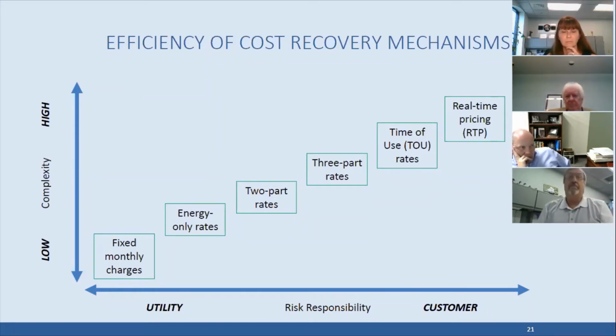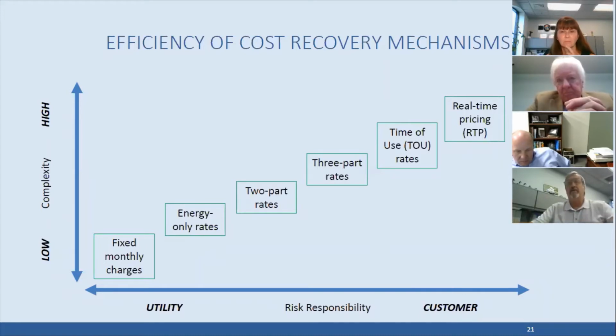And it's simple. But for the landlord, and in this case the utility is the landlord, the responsibility for any variability in costs is borne by the landlord. So yes, he knows how much he's going to get every month in rent, but he doesn't know how much he's going to pay every month in costs. So it's not a very efficient cost recovery mechanism.